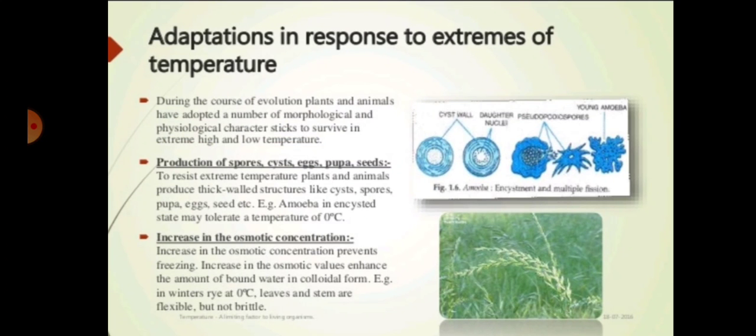Some of the animals and plants produce heat resistant cysts, eggs, pupae, spores and seeds which can tolerate extremes of temperatures. Amoeba, in encysted condition, can tolerate temperature below 0 degree. Similarly, rice seeds remain active even at 0 degree and can germinate at that temperature. As an adaptation against frost, the starch of plants changes to fats or oils in the autumn. The fatty oils depress the freezing point and thus increase the power of resistance in plants against the frost.